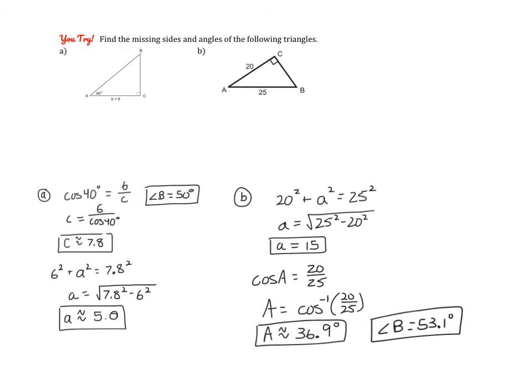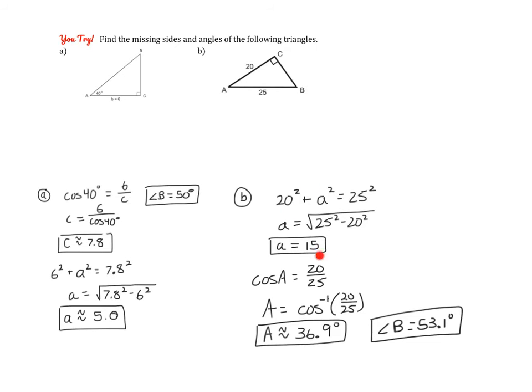Okay, so here I set up a ratio using cosine, and I wanted to start by finding C, our hypotenuse. So cosine of 40 degrees is 6 over C, adjacent over hypotenuse. I got a decimal approximation for C, approximately 7.8. Then you can find side A using the Pythagorean theorem, so it's approximately 5.0. And then angle B can be found using the triangle sum theorem.